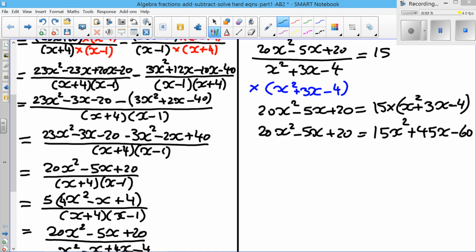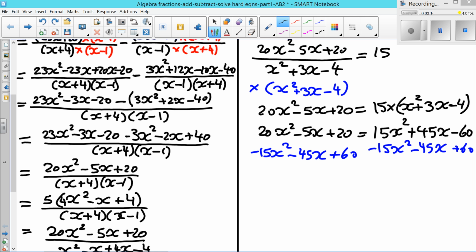To proceed with the solution, I have to collect all the terms to one side of the equals and make it equal to 0. So I now subtract 15x squared from both sides of the equals. I also subtract 45x from both sides of the equals, and I add 60 to both sides of the equals.